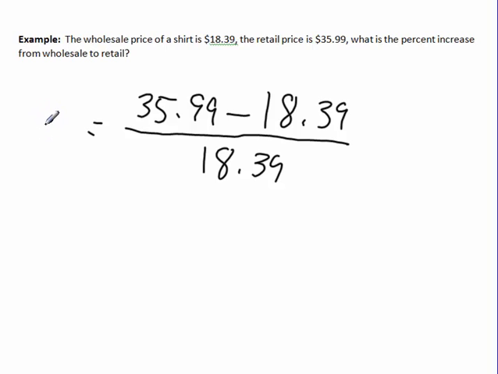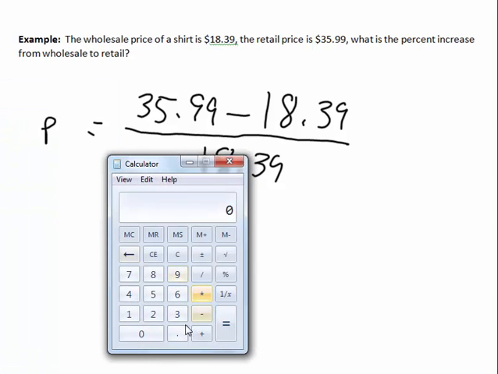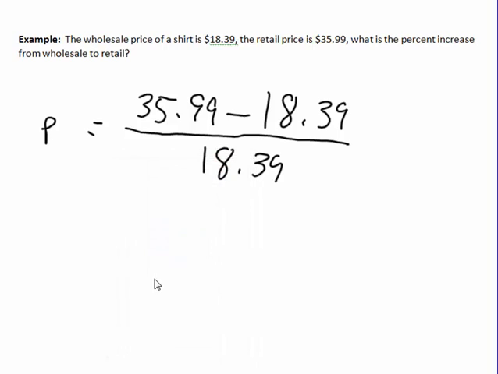So I'm just going to use P again. But remember, this is going to give us a decimal percentage. So we're going to get the calculator out here, and say 35.99 minus 18.39. And let's see, that's 17.6, and that's divided by 18.39. So it's 0.957041.